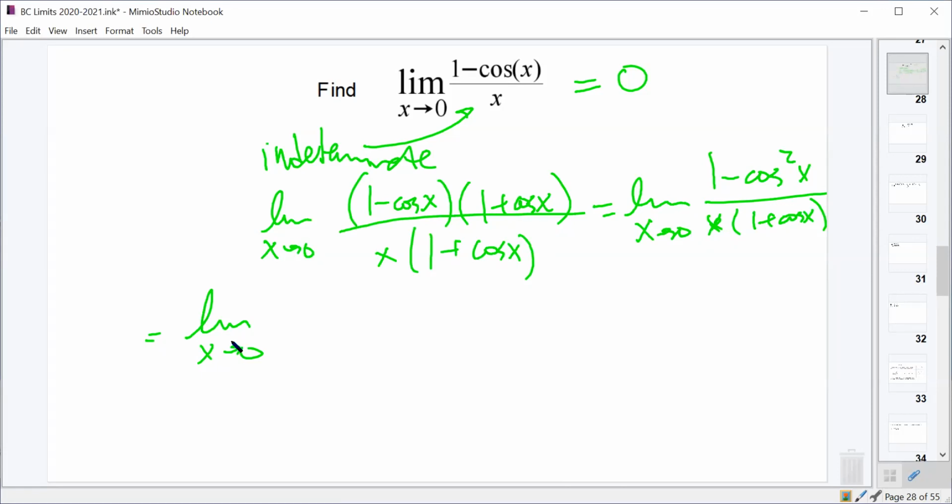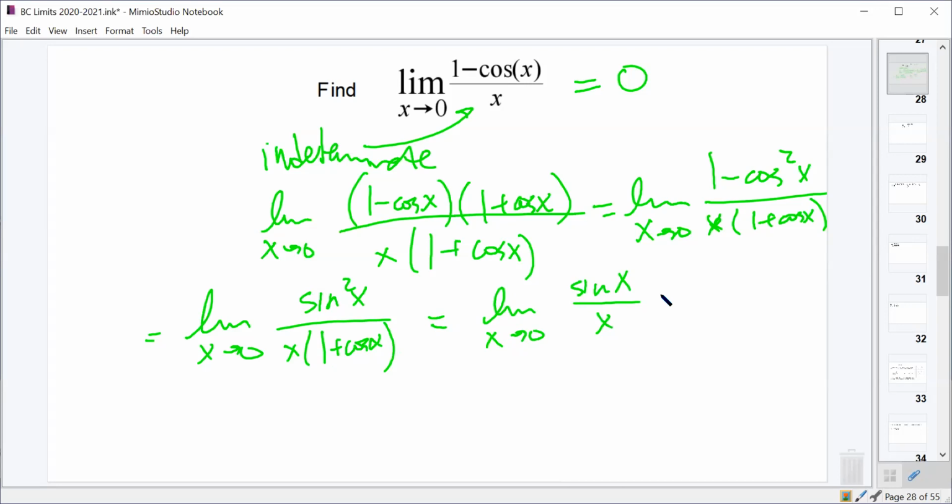Turns into sine squared x, exactly. So we got sine squared x over x times 1 plus cosine x. And from there, how do we simplify that down? Because if I plug in 0 there, it's still 0 over 0. Split it up again, right, Alice? So the limit as x approaches 0 of, let's do sine x over x. And then we'll multiply that by the limit as x approaches 0 of sine x over 1 plus cosine x.